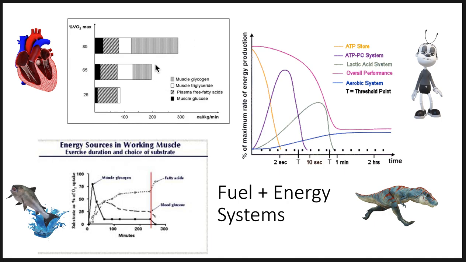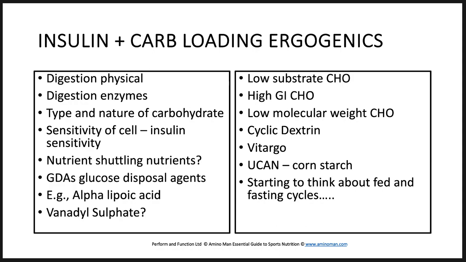But anyway, we can see here the harder you work, the more muscle glycogen you use. You still use some fat from within the muscle. Work less hard, you burn less glycogen, and the longer we work, the more fatty acids we use as fuel. Hence the benefits of training on an empty stomach to encourage fatty acid use, because of a prolonged period of absence of food. So we're going to look at insulin, carb loading, ergogenics.